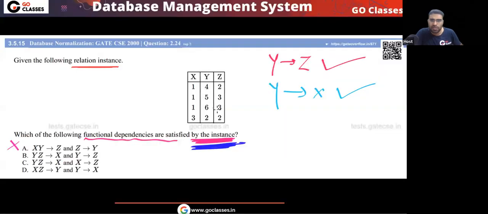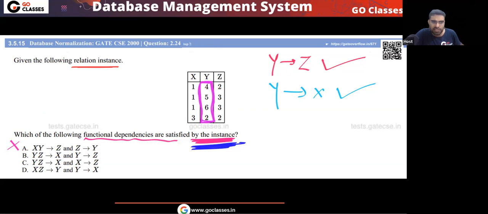Now you can notice, because the Y value does not repeat, is violation possible? Look at the Y value. This Y value does not repeat. So can you create a violation for Y determining Z, Y determining X? You cannot create it. So very simple: Y determines Z, Y determines X.